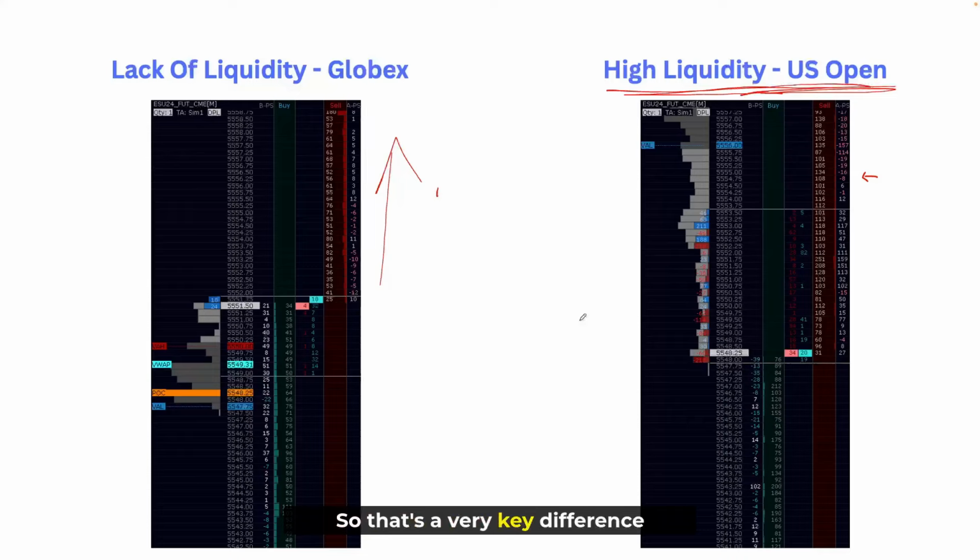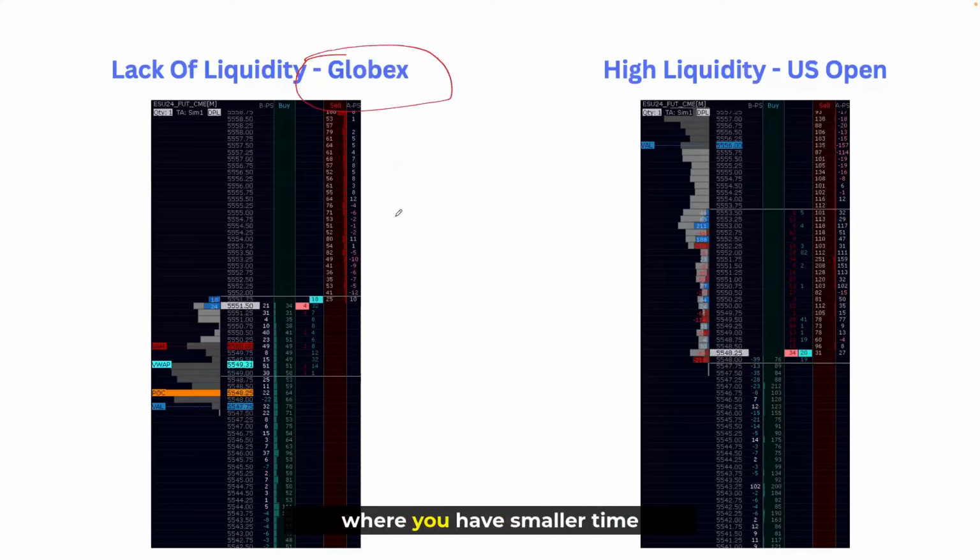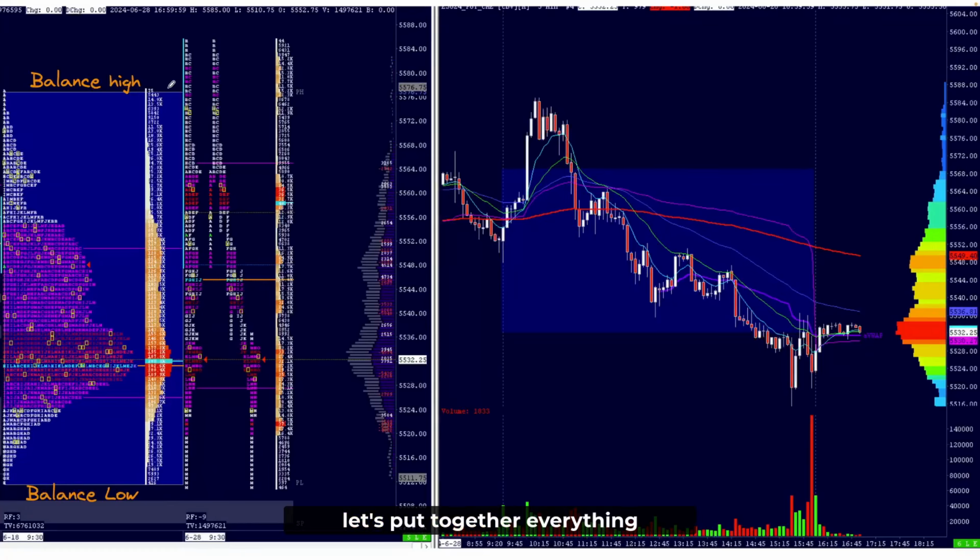So that's a very key difference between Globex, where you have smaller time frame traders, and the US Open, which higher institutional traders will look at in order to execute their orders because they will not simply consume everything from the order book. Now let's put together everything that we learned about volume and liquidity in this realistic example that happened on Friday.